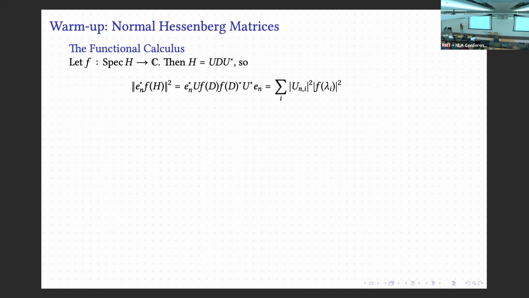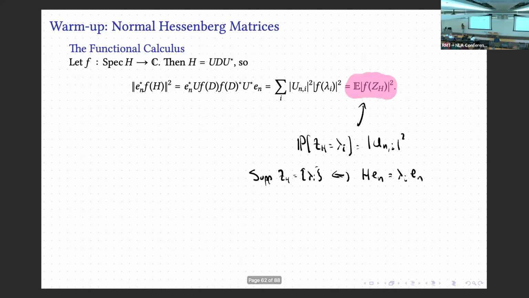if you expand this out, you'll find that you can write this as a sum, where the sum is over the function applied to the eigenvalues, weighted by the entries of the last row of the matrix. And the point is that you can think of this as an expectation, right? This last row of the matrix has norm 1. And so this is the expectation of the square of this function with respect to a random variable, which I'll call ZH, which is supported on the eigenvalues, and the probability that it is lambda I is just this thing here, right? So this is not a deep statement. It just is a different way of thinking about things.